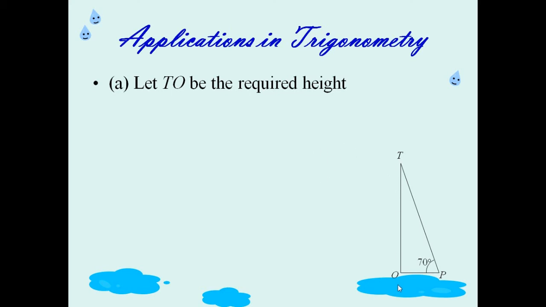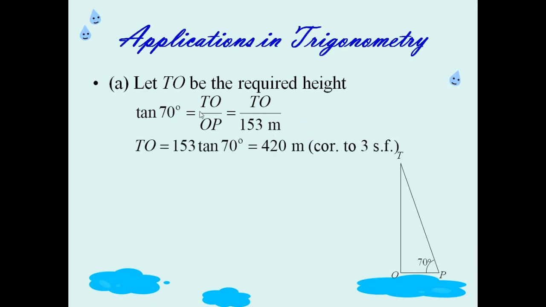After we get this, OT is the opposite side and OP is the adjacent side. You are given that it is 153 meters. Opposite side over the adjacent side is the tangent. So tangent 70 degrees is equal to TO over 153 meters. Rearranging, always do the same thing like that, you get the height of the building is 420 meters.